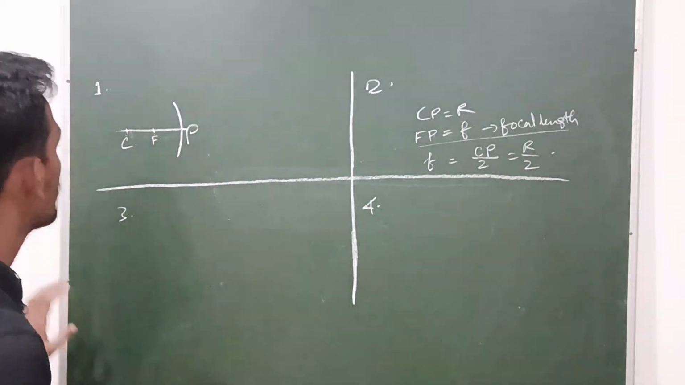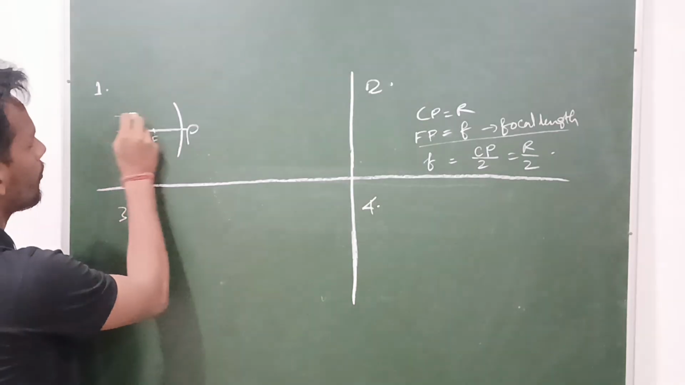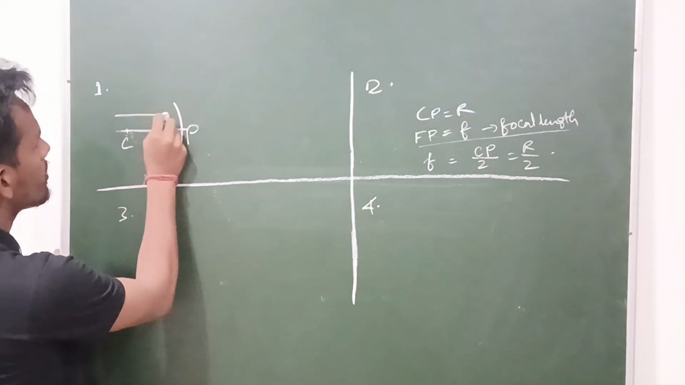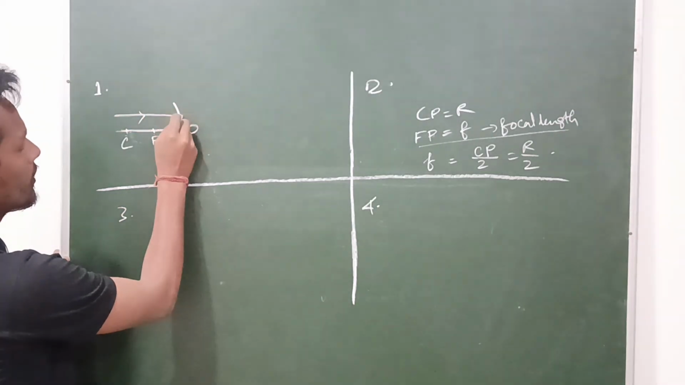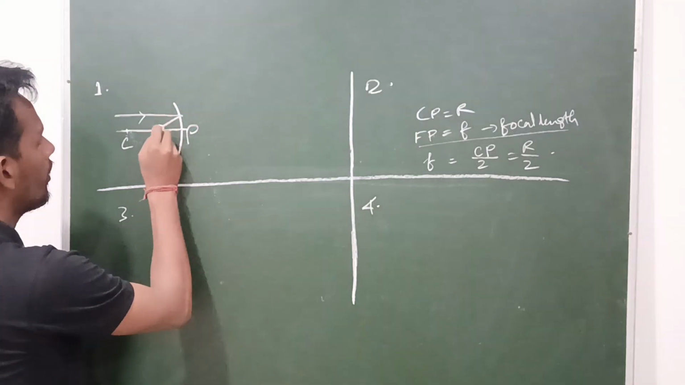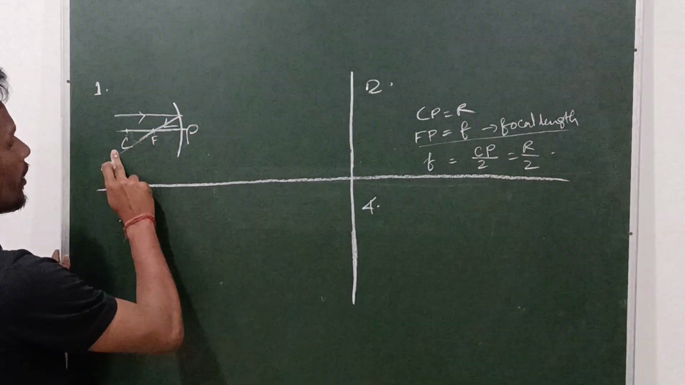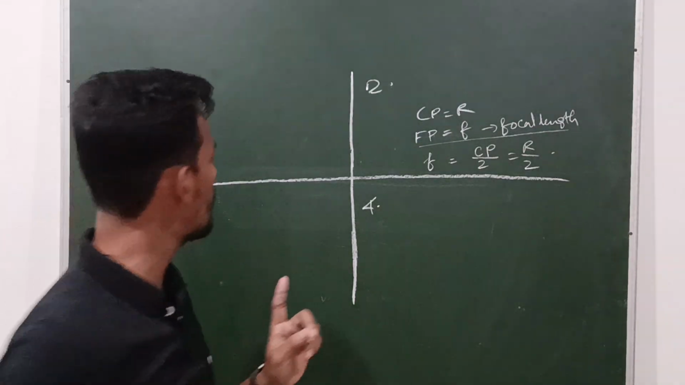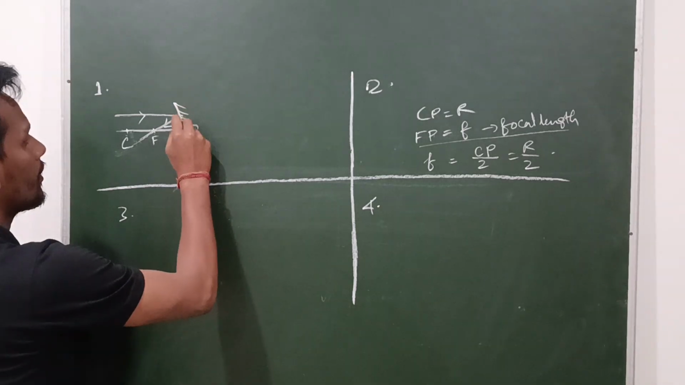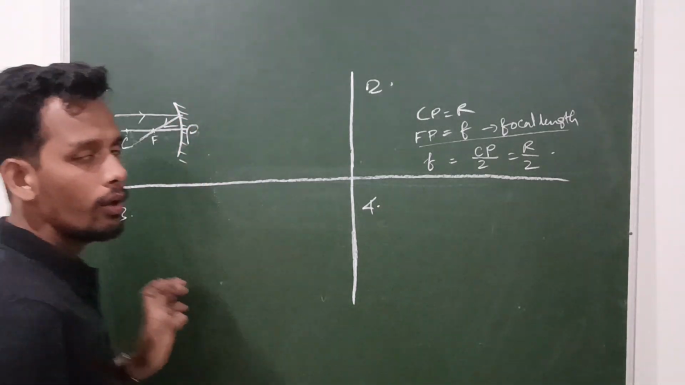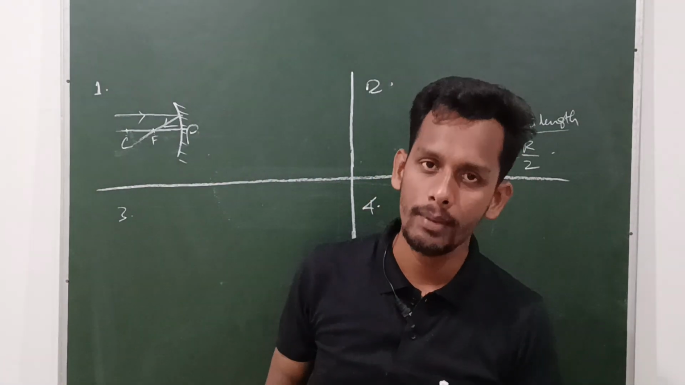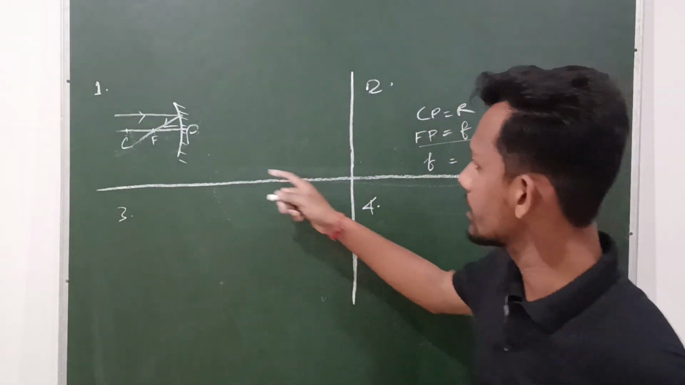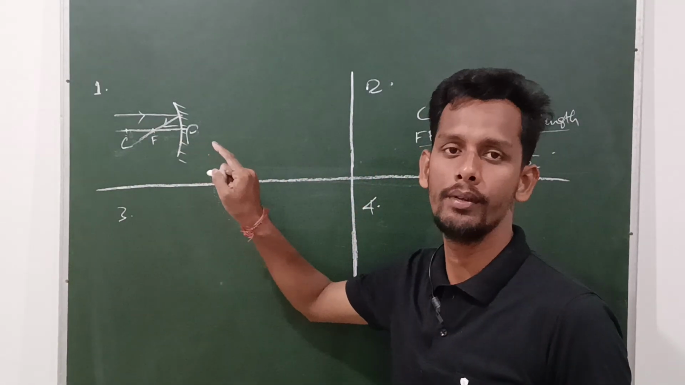Clear? Now see, if a ray coming from infinity which is parallel to the principal axis, after reflection it will pass through the focus. This is the first rule. Remember, this mirror is the concave mirror. So the ray which is parallel with the principal axis, after reflection it will always pass through the focus.